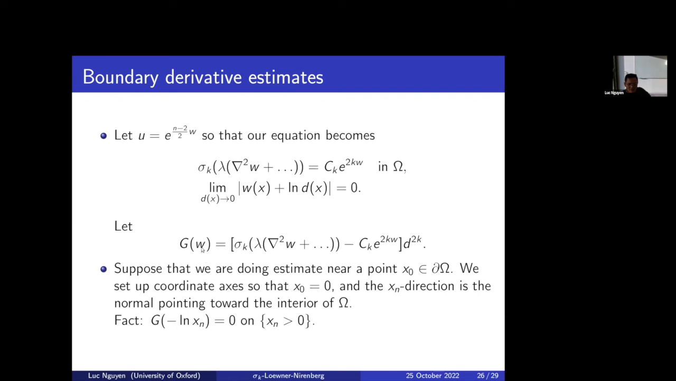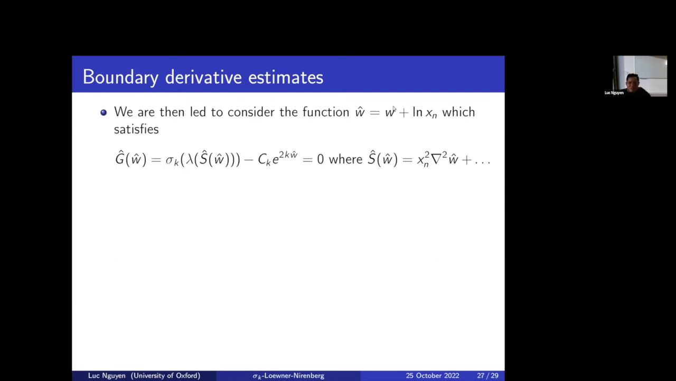And so then it's natural to compare, right? Because W behaves as the minus log distance to the boundary. So now if we look near the origin, then log of the distance to the boundary is almost as if we are looking at log of xn. But then we introduce this renormalized variable, W hat, which is W plus log xn, and we look at the equation it satisfies.